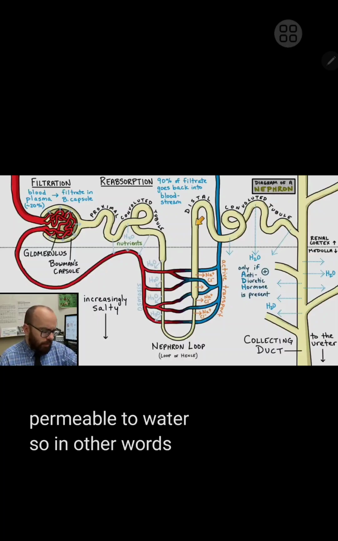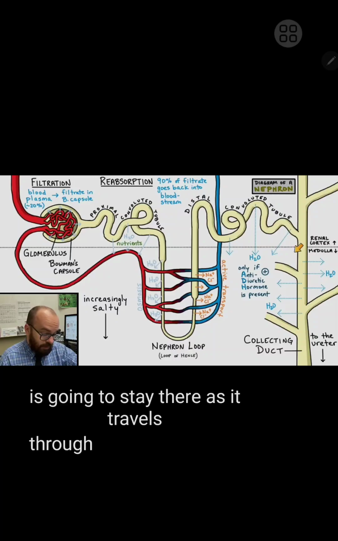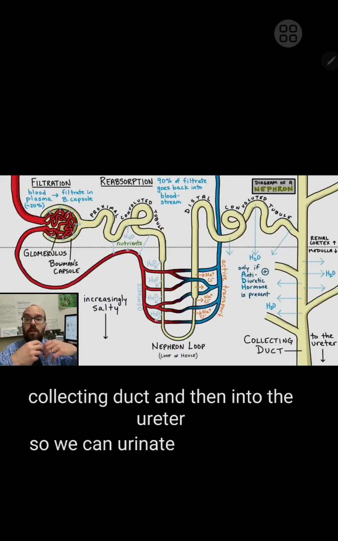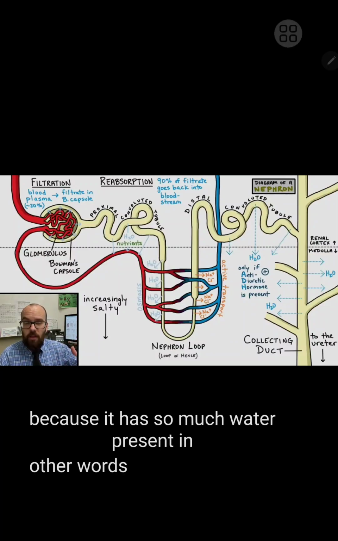to water. So in other words, all of the filtrate that enters into the distal convoluted tubule is going to stay there as it travels through and down the collecting duct. All that water will stay in the collecting duct and then into the ureter so we can urinate out a lot of water. That would make our urine a lot lighter because it has so much water present. In other words, it's very dilute.